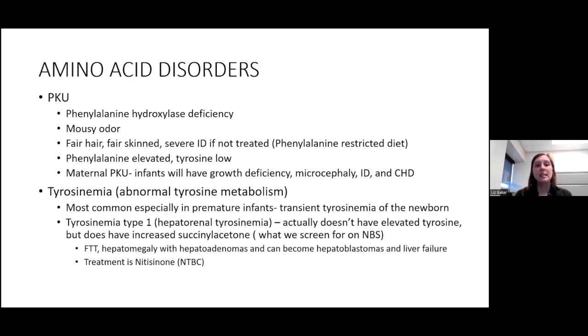And then there's tyrosinemia type 1, which is hepatorenal tyrosinemia, where you actually don't get elevated tyrosine, but you do get increased succinylacetone, which is a downstream effect. And that's what we look for in newborn screens. These kids, if they're not treated, will have failure to thrive, hepatomegaly, as well as hepatoadenomas that can turn into hepatoblastomas and liver failure. And so then we treat those with nitisinone or NTBC.